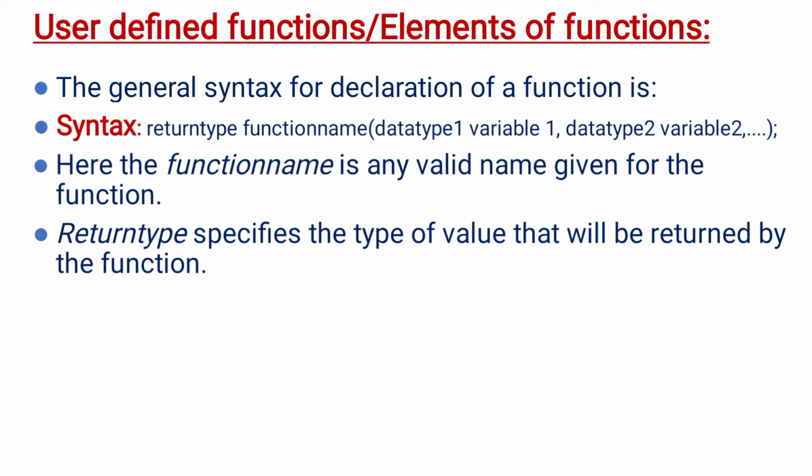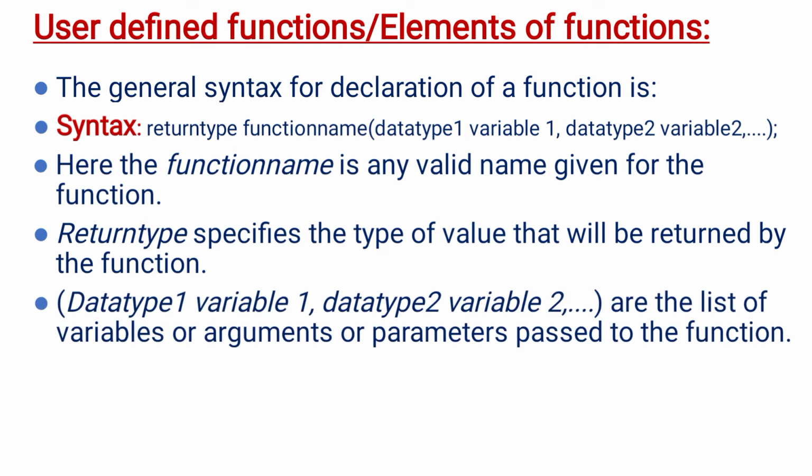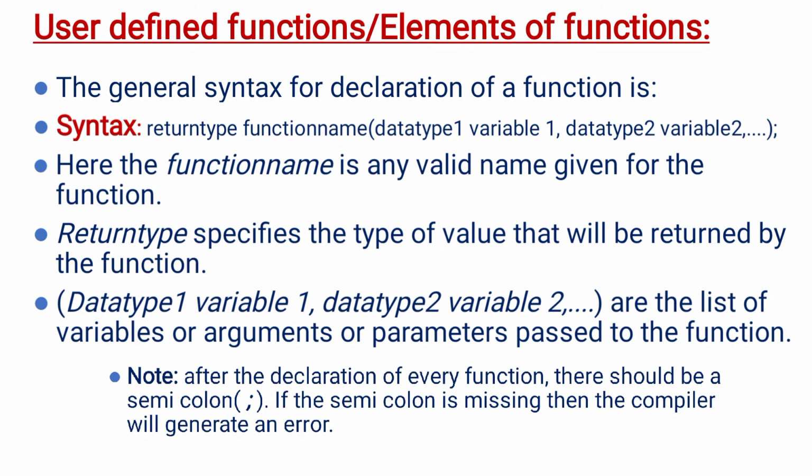Return type specifies the type of value that will be returned by the function. So return type is used to specify the data type, the value type which is returned by that function. Here data type 1 variable 1 comma data type 2 variable 2. These are the list of variables, the list of arguments, the list of parameters passed to the function. So inside parentheses we have to pass arguments or parameters for our function.